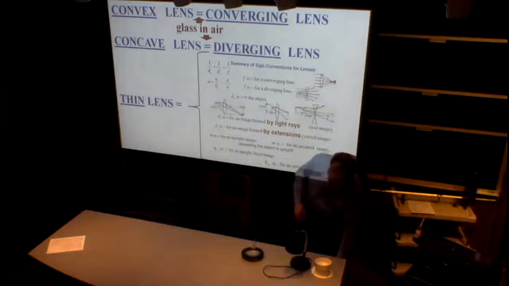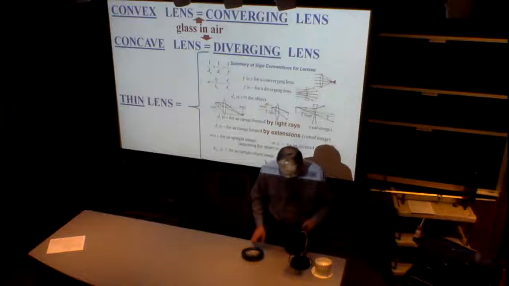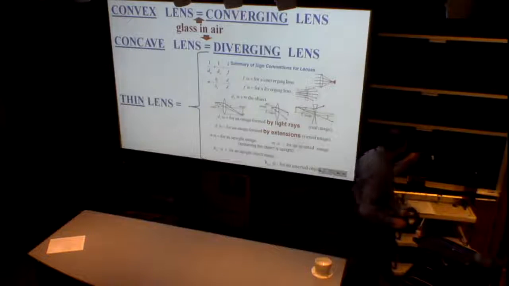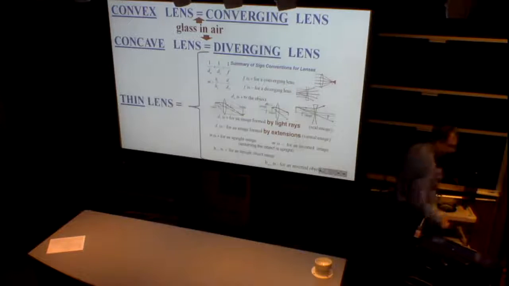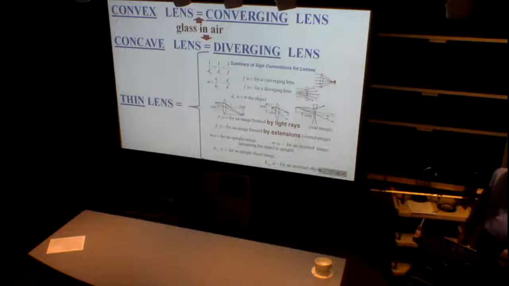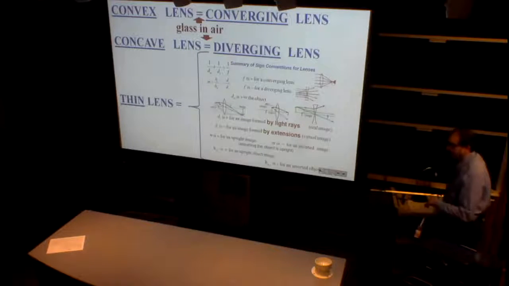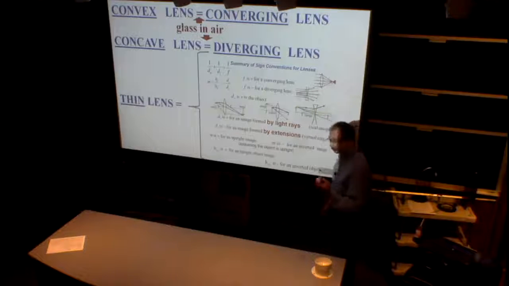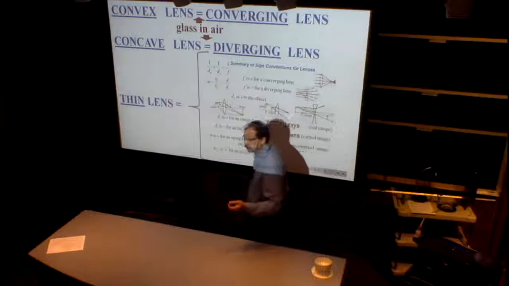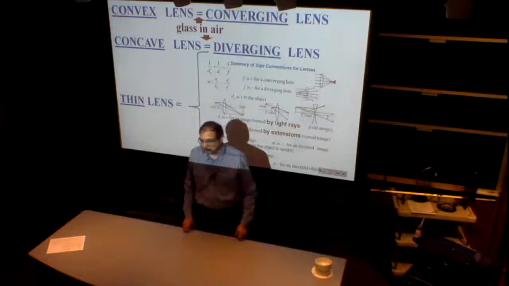Now, just a reminder about terminology. Nothing very technical, but when we say convex lens, we mean made of glass placed in air, which makes it converging. When we say concave lens, it means made of glass placed in air that makes it diverging. And when we say thin lens, it means we don't talk about any other lenses.